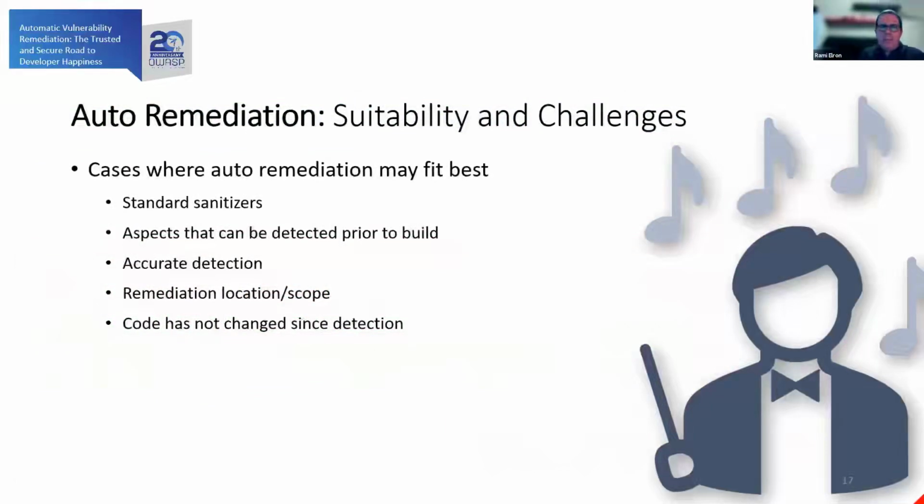Of course, there are cases where auto remediation would fit better than others. And among the usual suspects, we would find cases where standard sanitizers are being used. Obviously, that would definitely lift up the chances for a better remediation, because it would, arguably, at least in my opinion, lift the chances for accuracy. The more accurate the solutions are from the detection system, the less likely remediation could falter.